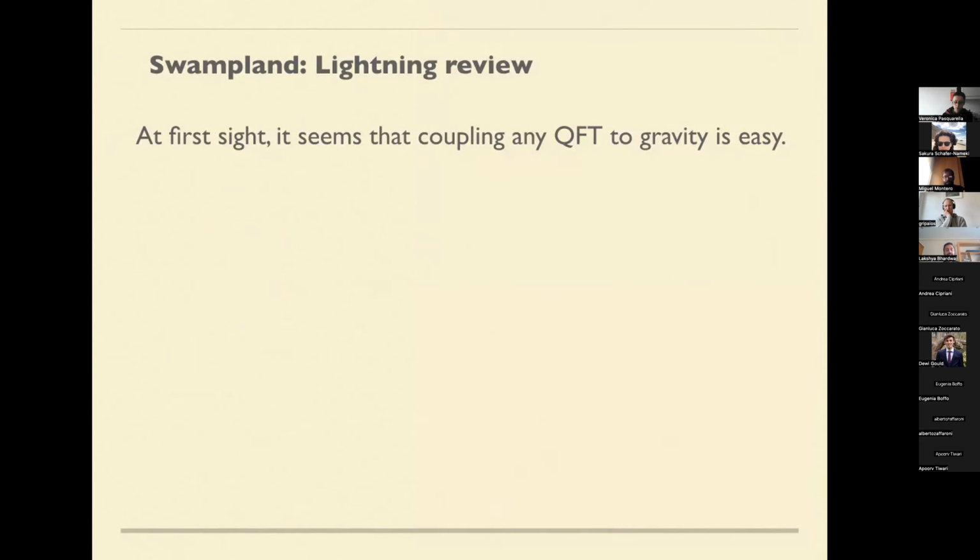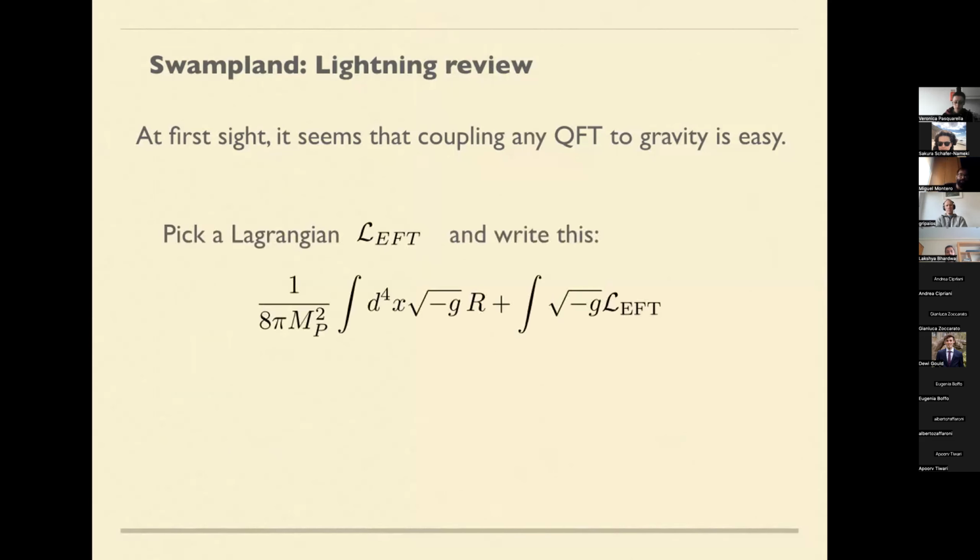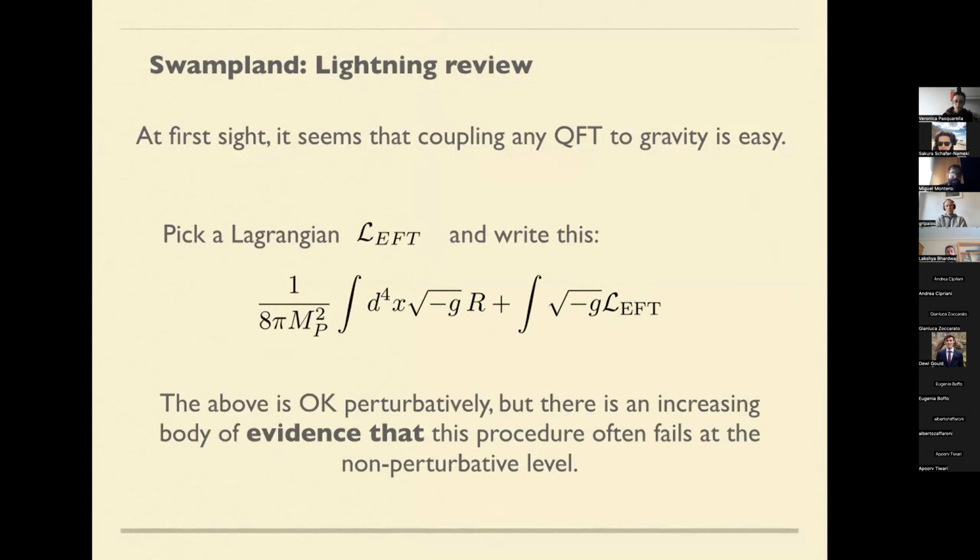So this is the idea of the Swampland. The idea of the Swampland is that, unlike it might seem at first sight, you might think that you can couple any quantum field theory to gravity. It's very easy. Just pick the Lagrangian, write it down, change all derivatives by covariant derivatives, and couple to the metric like this. And this is how you couple any Lagrangian you like to gravity.